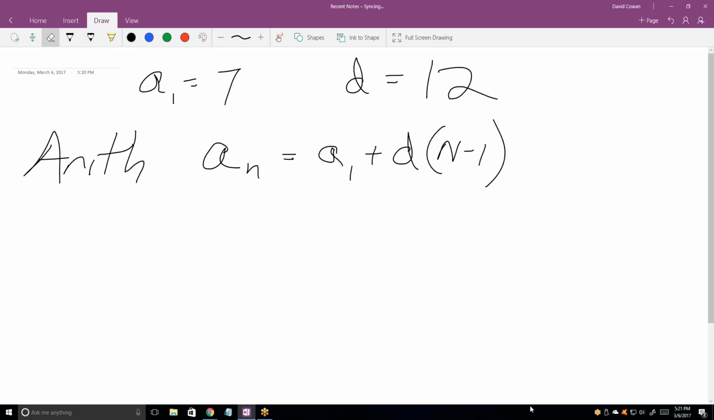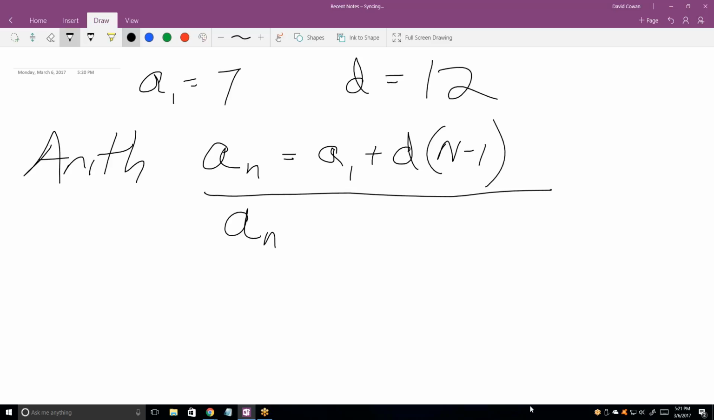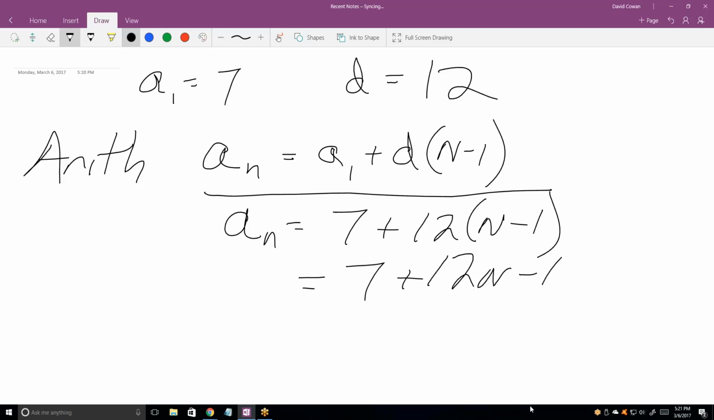So if this is the general equation for the nth term of any sequence, well, what's the nth term of this particular sequence? It's just 7 plus 12 times n minus 12. Yeah, and you always want to reduce these. So 7 plus 12n minus 12, but you can keep simplifying that. What does that become?